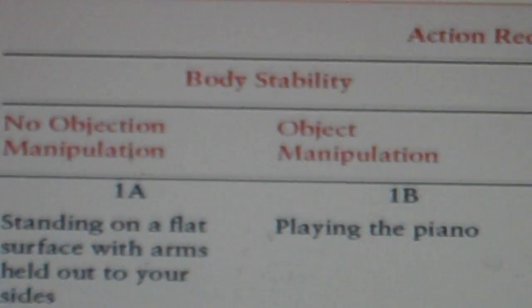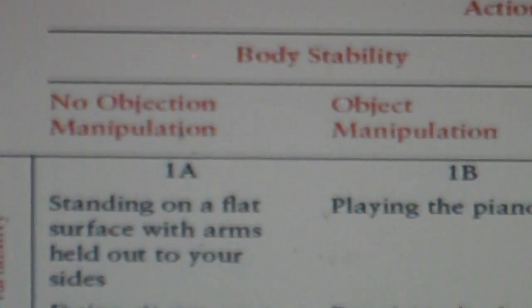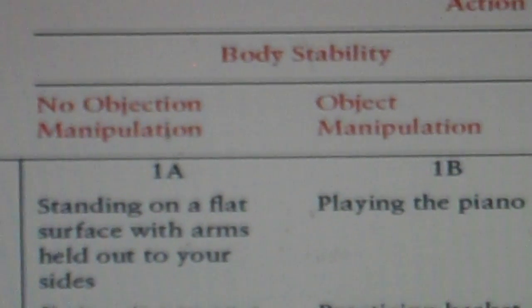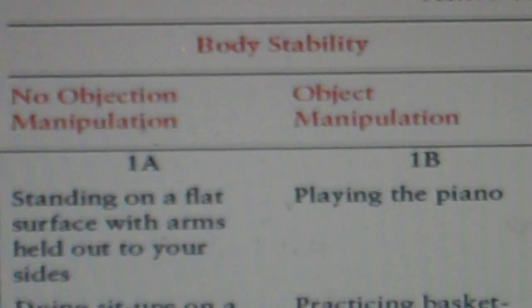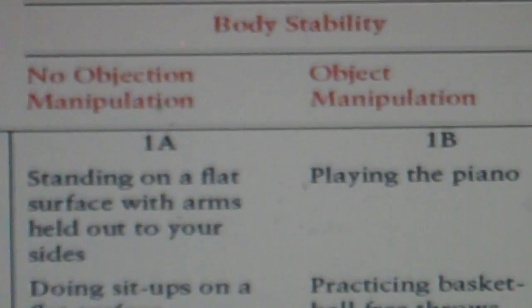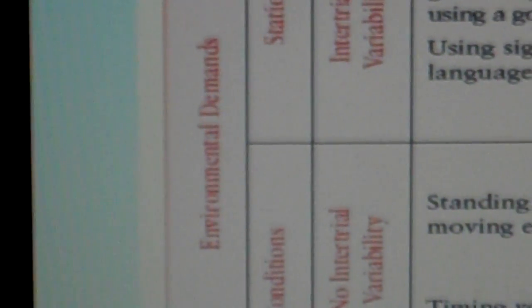The next thing we are looking at is, is there object manipulation? So you can see these two columns say no object manipulation or object manipulation. That simply means, am I manipulating an object in my skill or not? The other broad category that we focus on is the environmental demands.